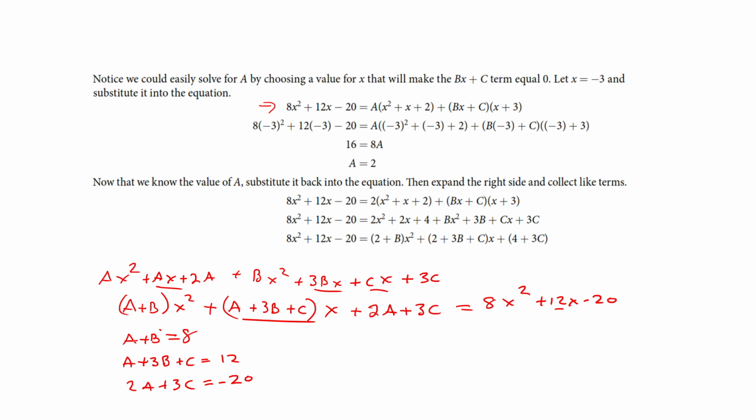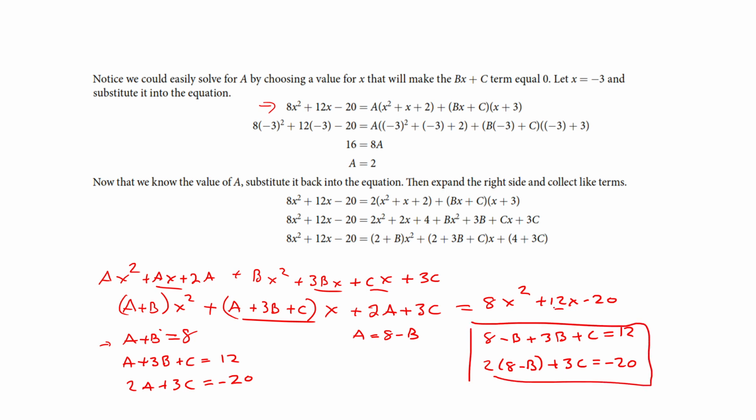So what I'm going to do here is define a. I'm going to say that a is 8 minus b. See what I've done? I've used this equation here to solve for a. Now, if a is equal to 8 minus b, I'm going to put that into the other two equations, and then I will no longer have an a equation. It'll all be gone. So I've now got 8 minus b plus 3b plus c equals 12. And down here I've got 2 times 8 minus b plus 3c equals negative 20.